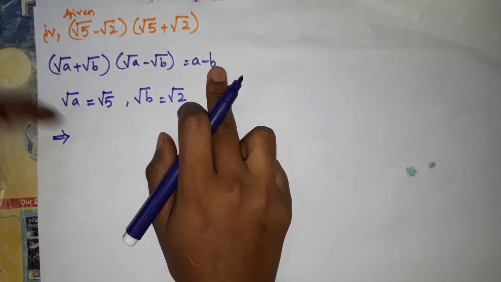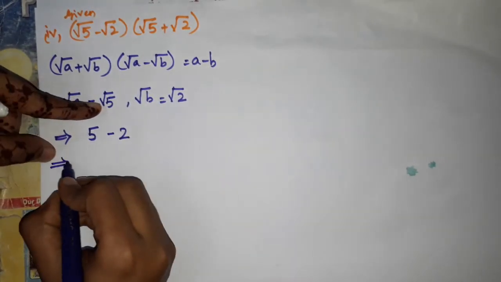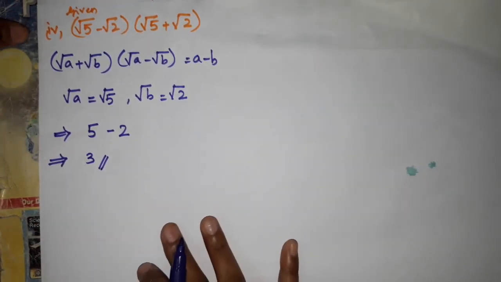a minus b. What is a here? a is nothing but 5. What is b? b is nothing but 2. 5 minus 2 is nothing but 3. That's it. Hope you all have understood this.